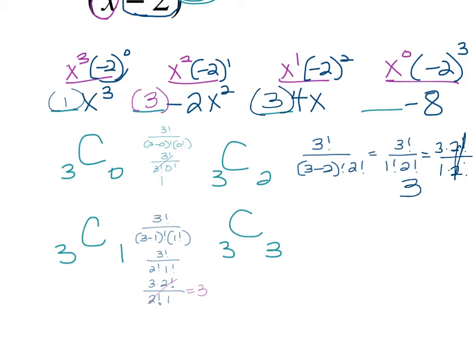Wait, so how do you know which one correlates with which? It goes in order. First one would be 0, then 1, then 2, then 3. So like the zero's for the x to the third. Yeah, and you could actually totally switch those. It doesn't matter because it's symmetric. So you could start at 3, then 2, then 1, then 0. You'd still get the same answer. So now this is 3 factorial over 3 minus 3 factorial times 3 factorial. And again, we said that's 1.